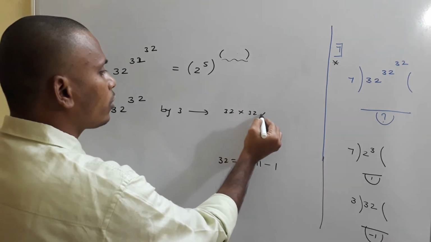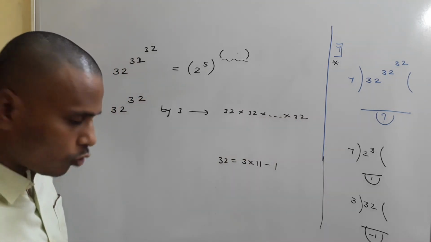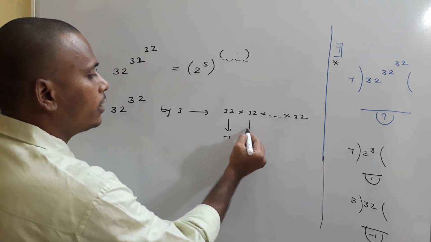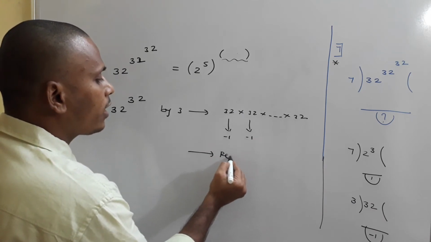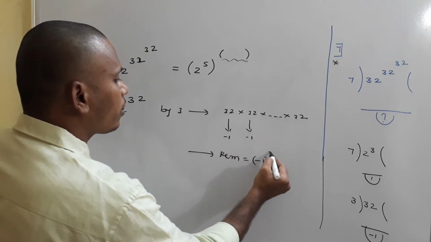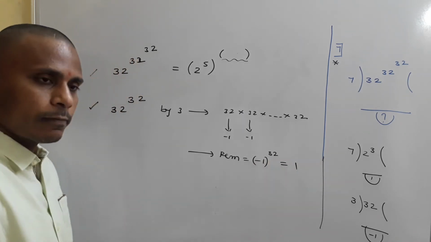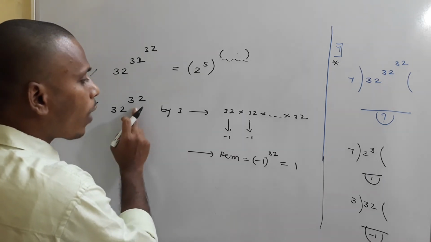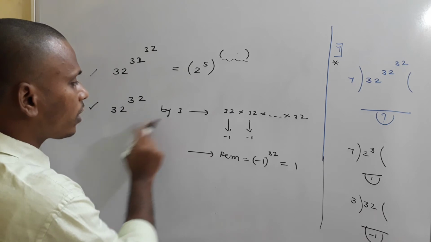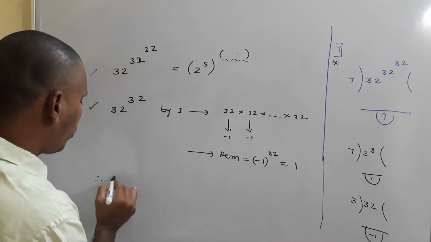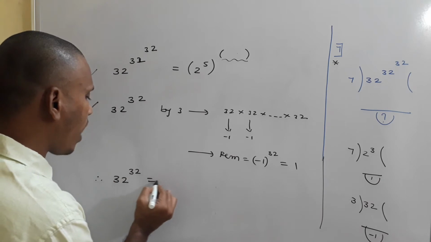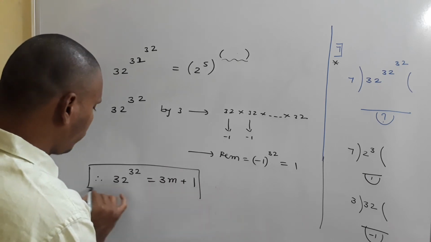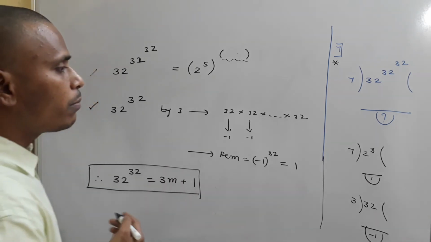Since it is 32 into 32 into 32 for 32 times, for every number you are left with minus 1 as your remainder. So the final remainder is simply nothing but minus 1 power 32, and minus 1 power 32 is 1. So 1 is the remainder at the end when you divide 32 power 32 with 3. So therefore I will write 32 power 32 as 3 multiple plus 1.